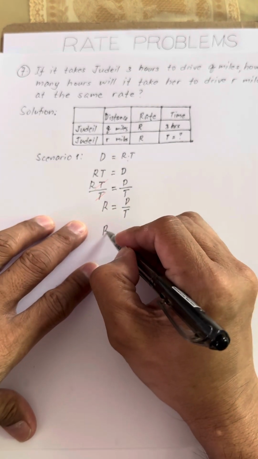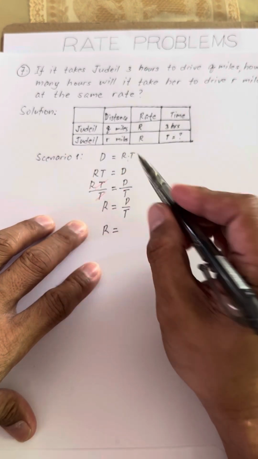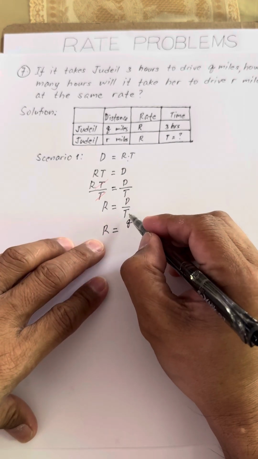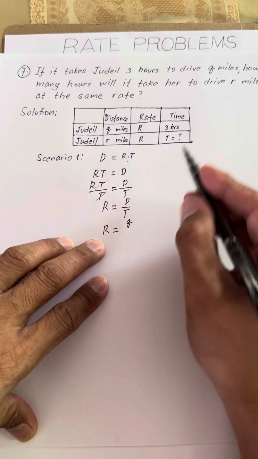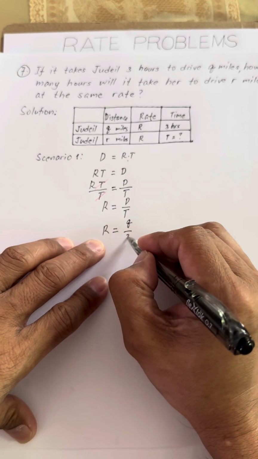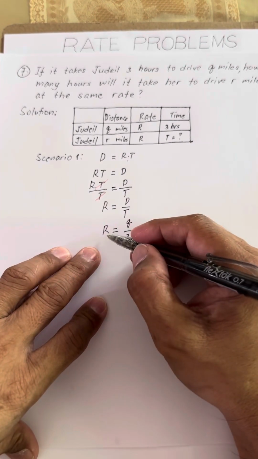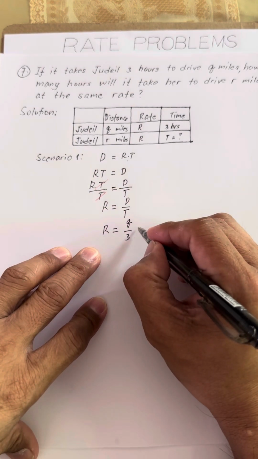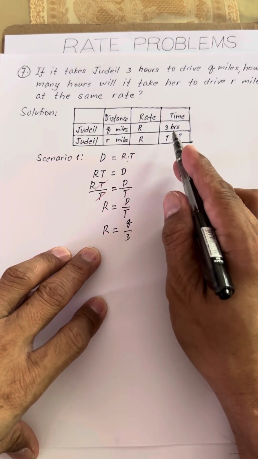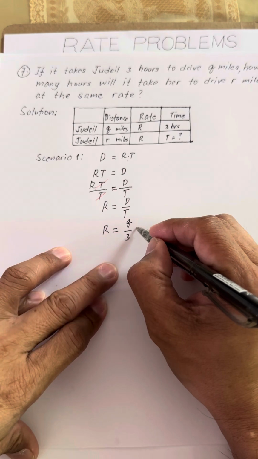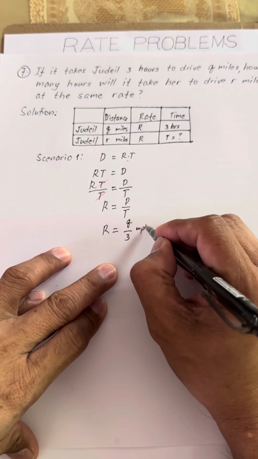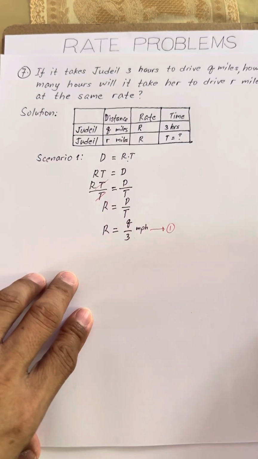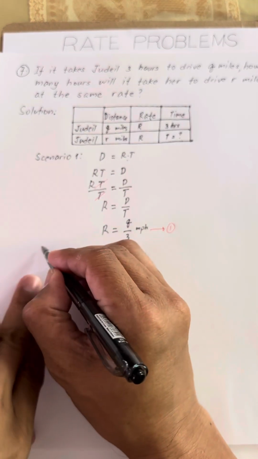But we're given the values for D. Our D is Q miles. And then our T is given as 3 hours. So Q over 3. So this is our rate, R. So the unit here is in terms of miles because Q is in miles. Then we have R. So we can call this as mph, miles per hour. Okay, and then we can call this equation as our equation 1. Then scenario 2.